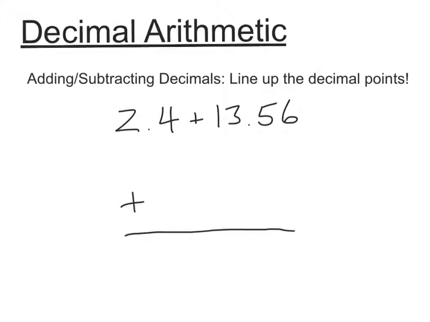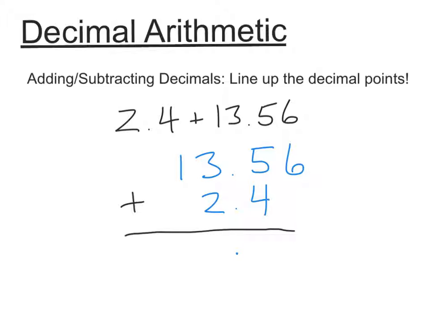So for example, here if we have 2.4 plus 13.56, I would put the 13.56 on top, just because it has more digits. But when I put the 2.4 below, I want to make sure that I line up that decimal point just like that. Also, the decimal point now comes down to the answer right there as well.